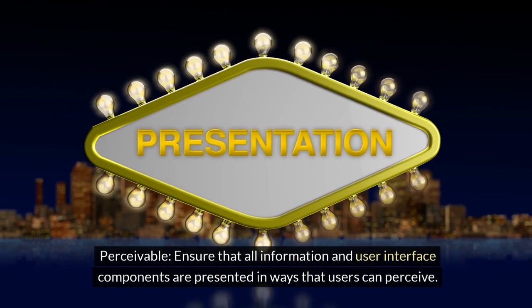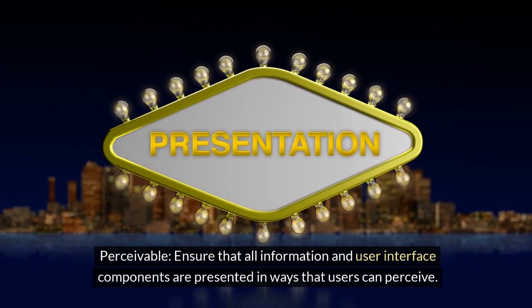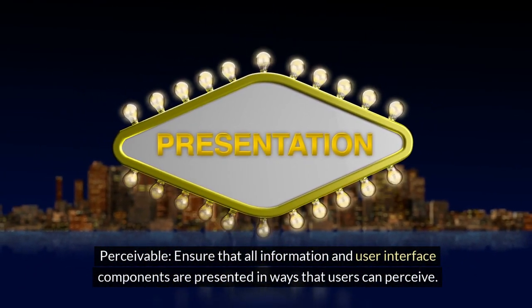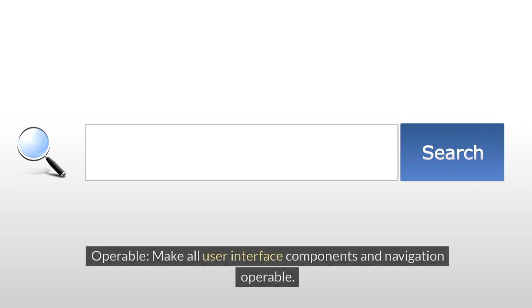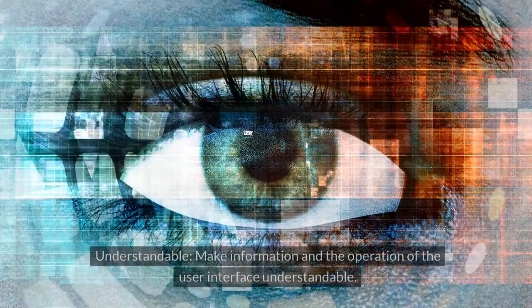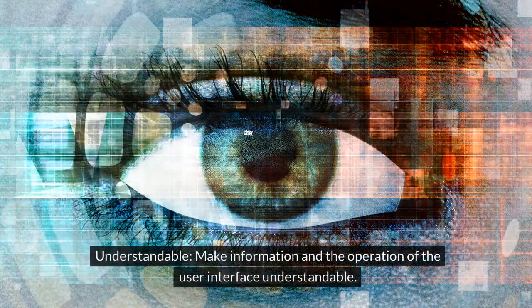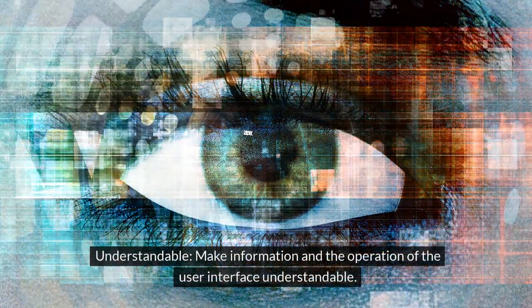Perceivable. Ensure that all information and user interface components are presented in ways that users can perceive. Operable. Make all user interface components and navigation operable. Understandable. Make information and the operation of the user interface understandable.